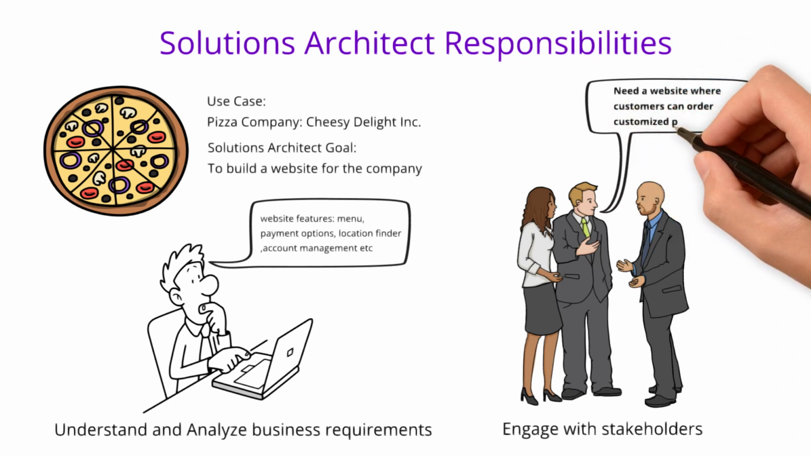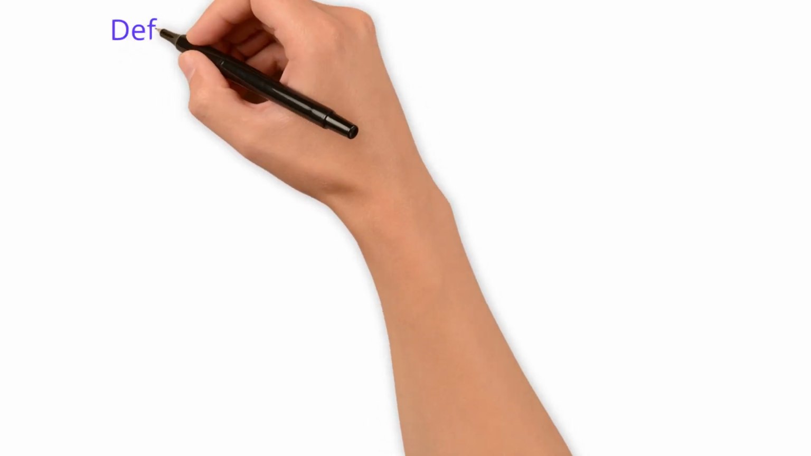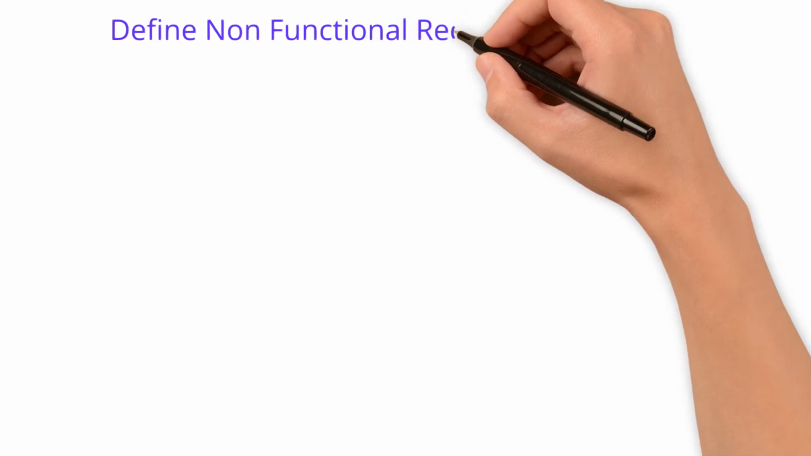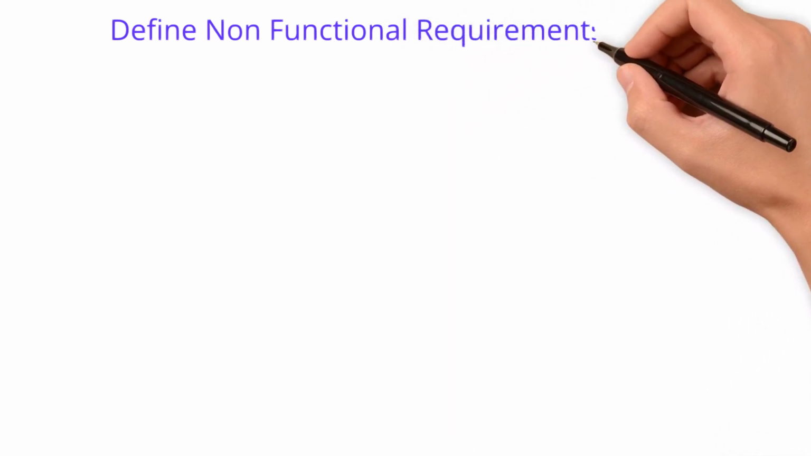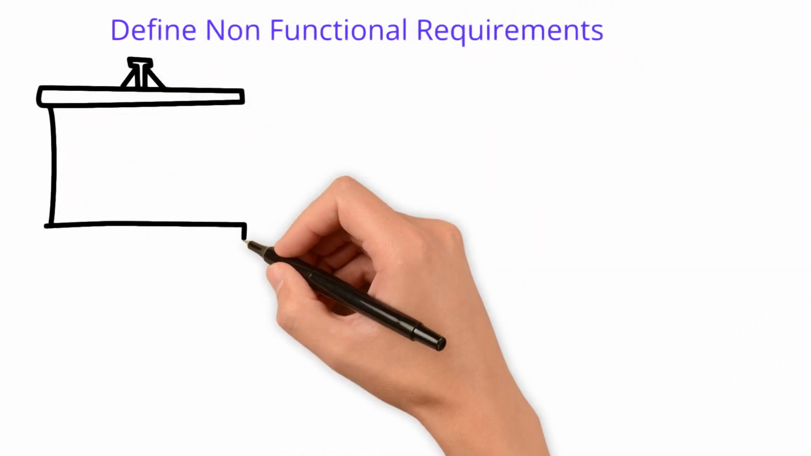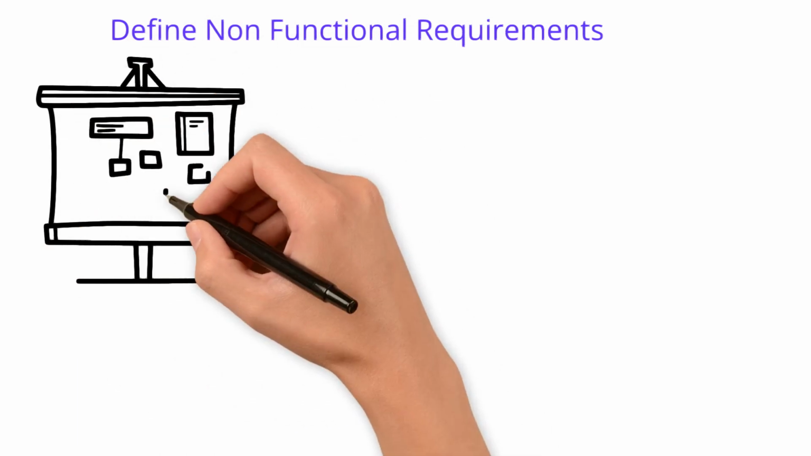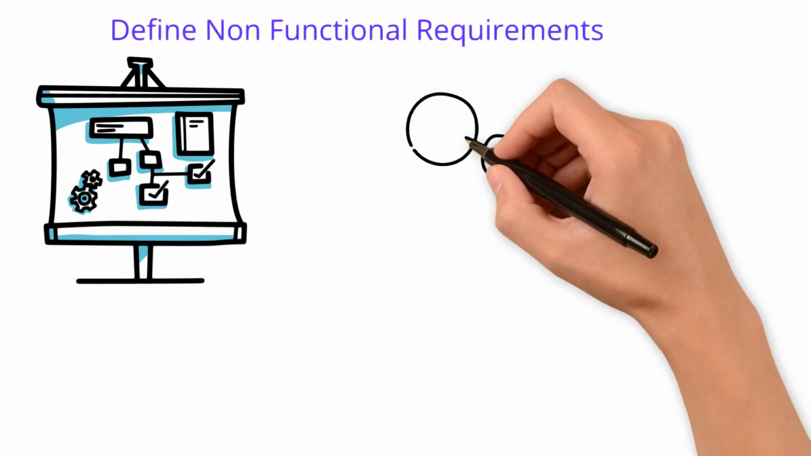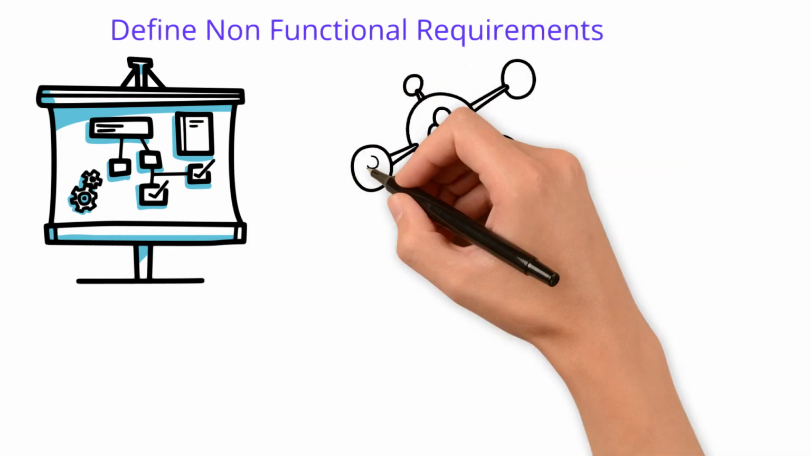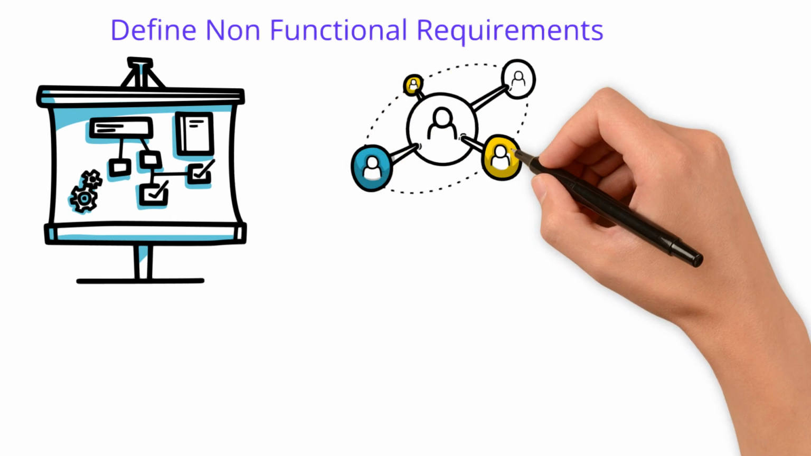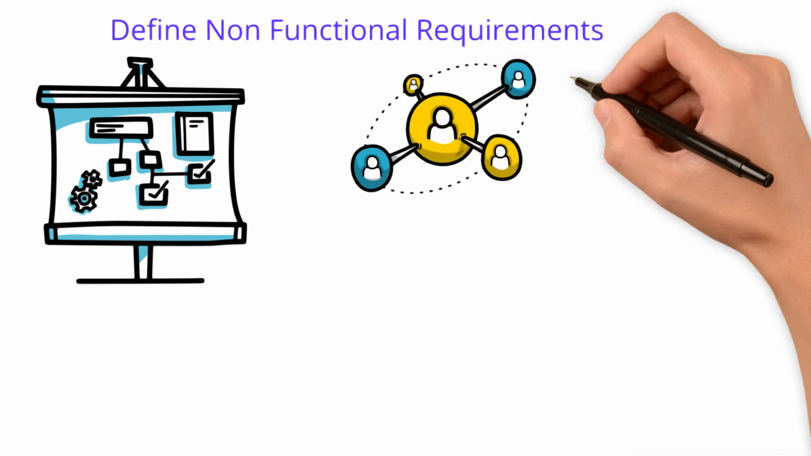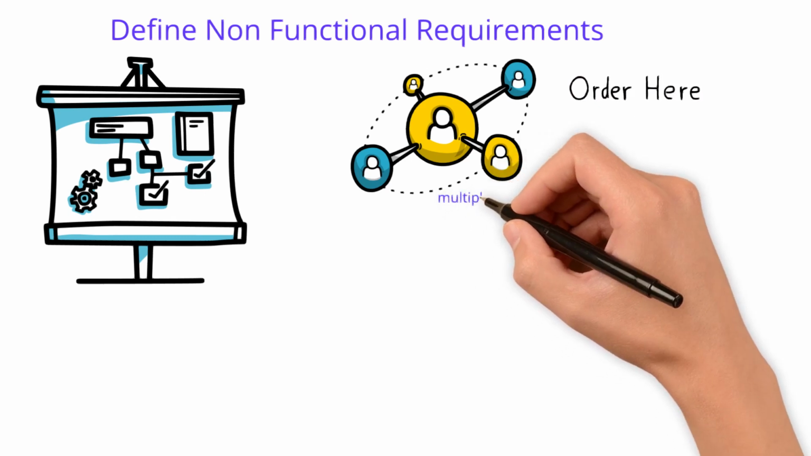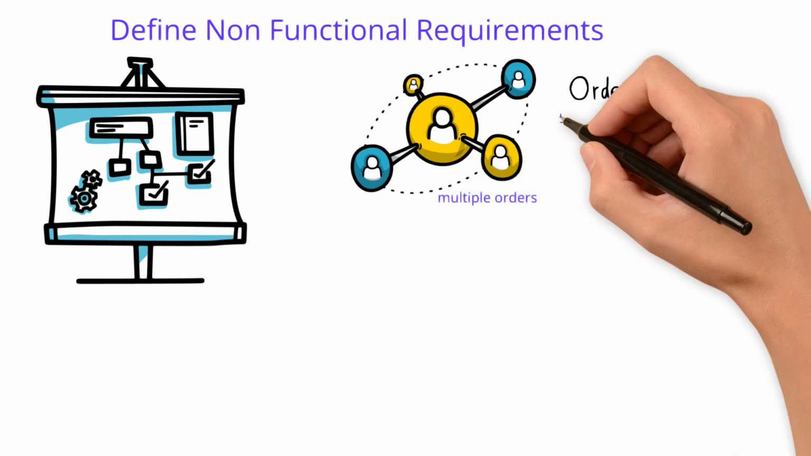Once you have a good understanding of the pizza company's needs, you need to define non-functional requirements. Think of it like the secret recipe. These are the requirements related to how the website will perform, rather than what it will do. For example, let's say the pizza company wants their website to handle lots of traffic without crashing. We'll make sure the website can handle 10,000 hungry pizza lovers browsing the site at once without any hiccups. That's like having a pizza recipe that can feed a whole party without running out of dough.